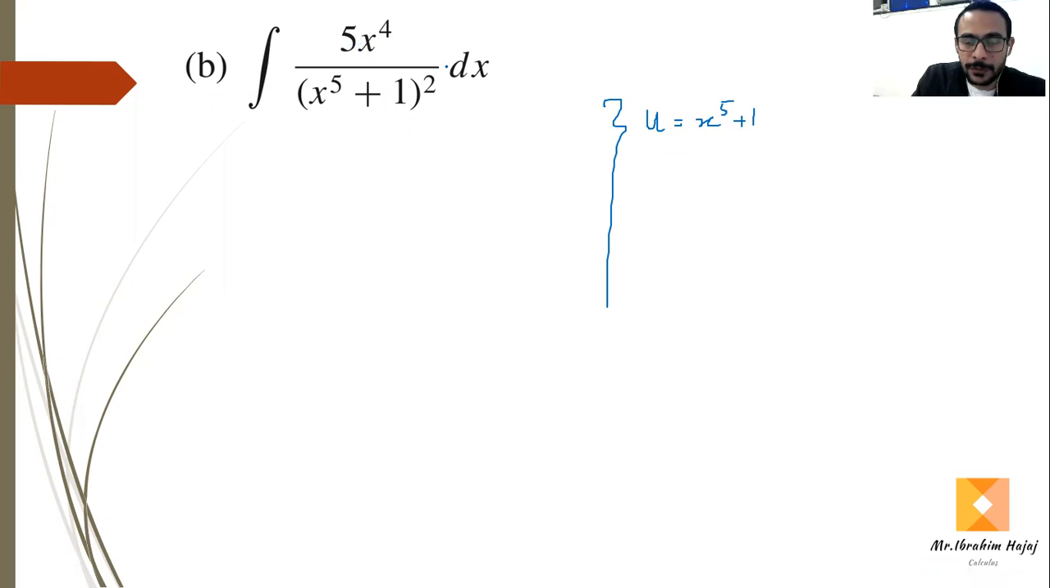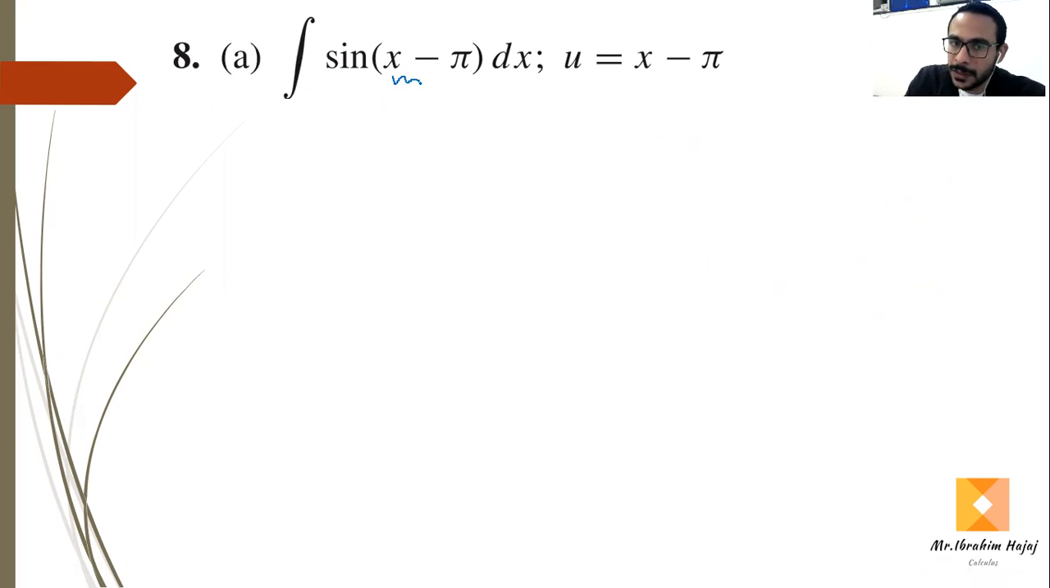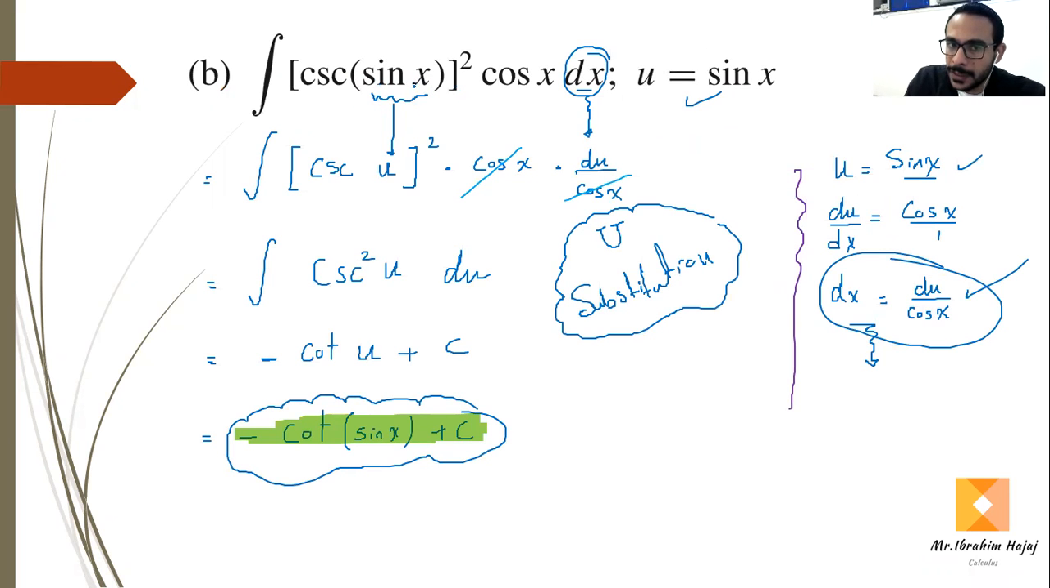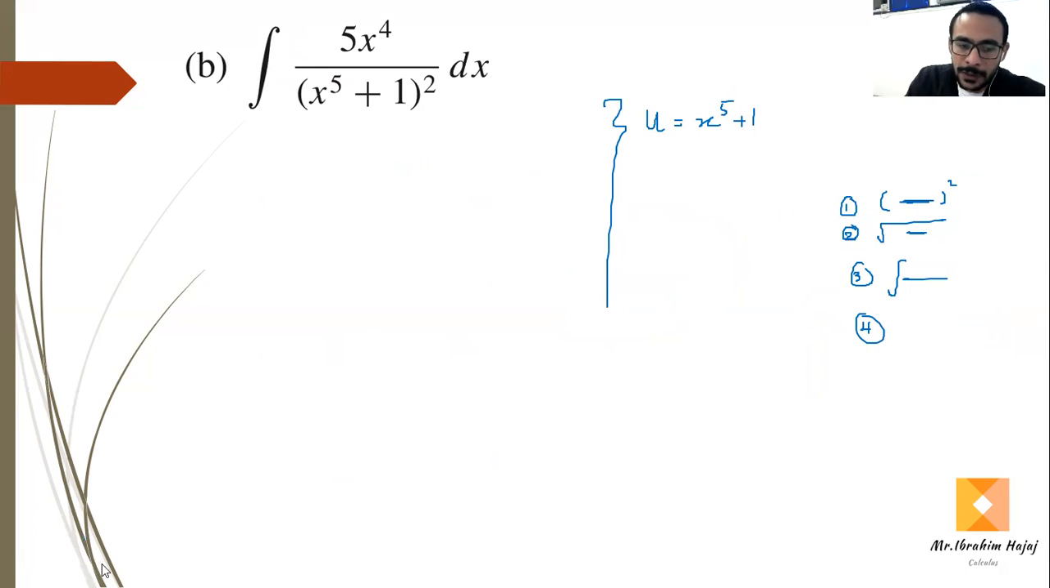Because it is all squared. When we integrate, we can cancel out 5x to the power of 4, and we get rid of it. That's another reason. I also said there are some general shapes: take what is inside the parentheses, inside the root, or inside trig functions like cosine and sine. So it's correct, Ilyas. It's x to the power of 5 plus 1. Thank you, Ilyas.